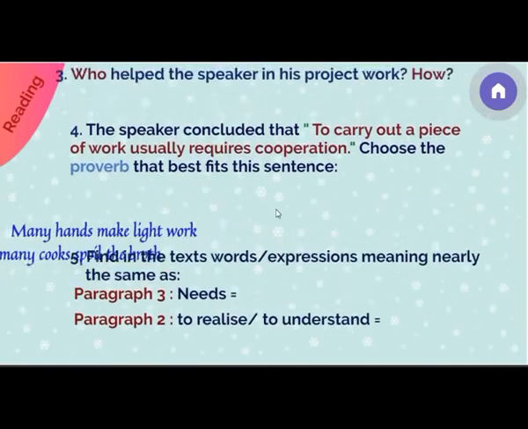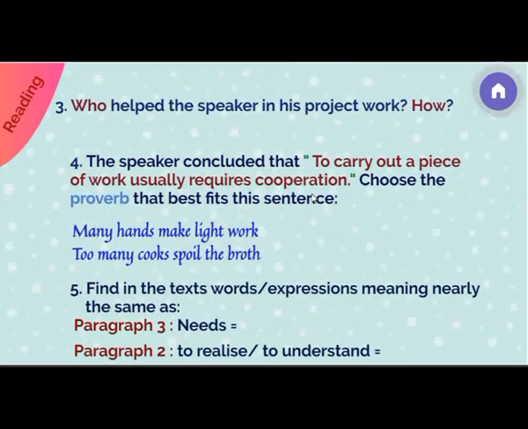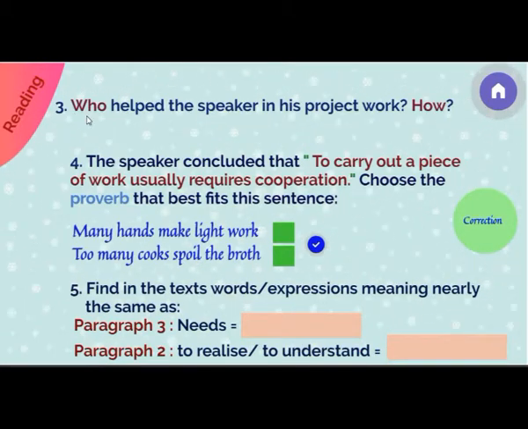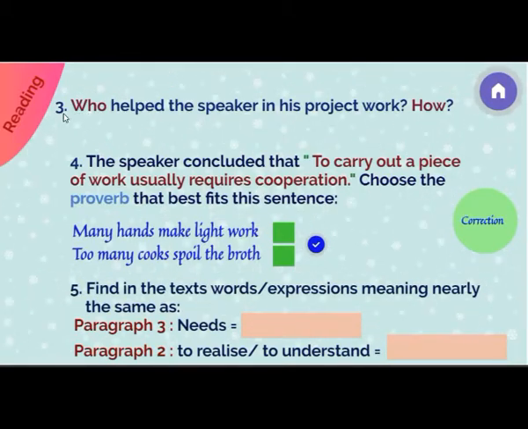Now we are going to reread the text for a second time. And before reading the text, as usual, we need to read the questions first. Question number 3, who helped the speaker in his project work and how? So we have the who and the how. So who, we are looking for a person, how, the manner.